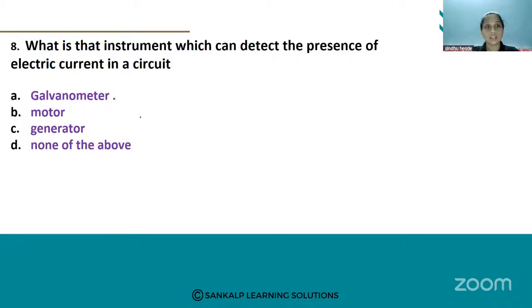Next, eighth one, what is that instrument which can detect the presence of electric current in a circuit? Galvanometer, motor, generator, none of the above.